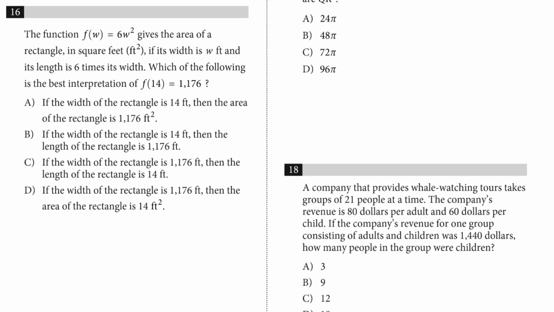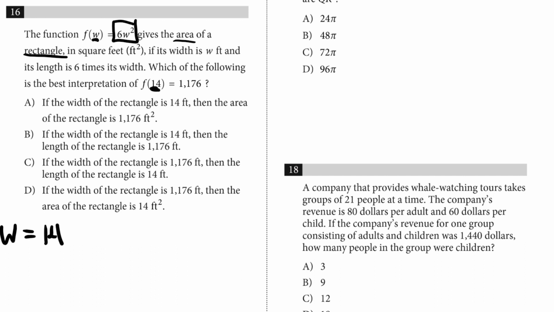Number 16. The function f of w equals 6w squared gives the area of a rectangle in square feet. If the width is w feet and its length is 6 times its width, which of the following is the best interpretation of f of 14 equals 1176? So we know that the number inside the parentheses has to be our width. So our width is equal to 14. And whatever this equals to, f of w, is going to give us the area of the rectangle.